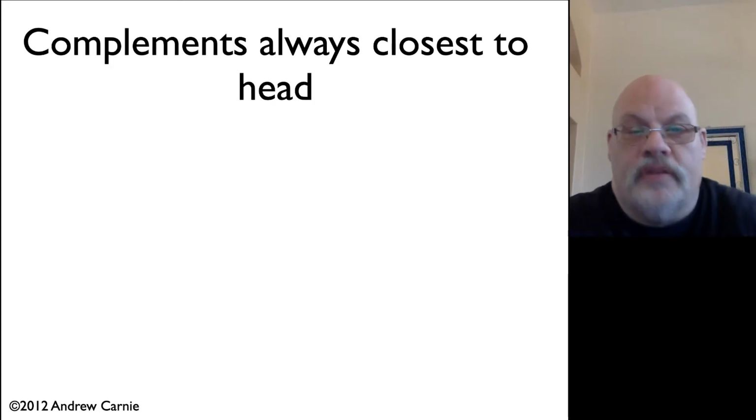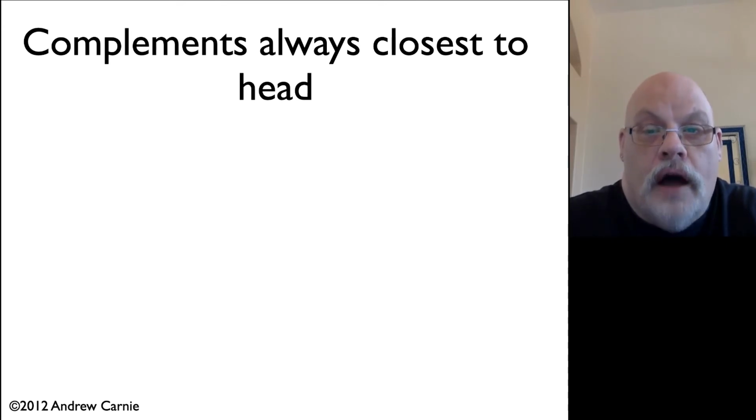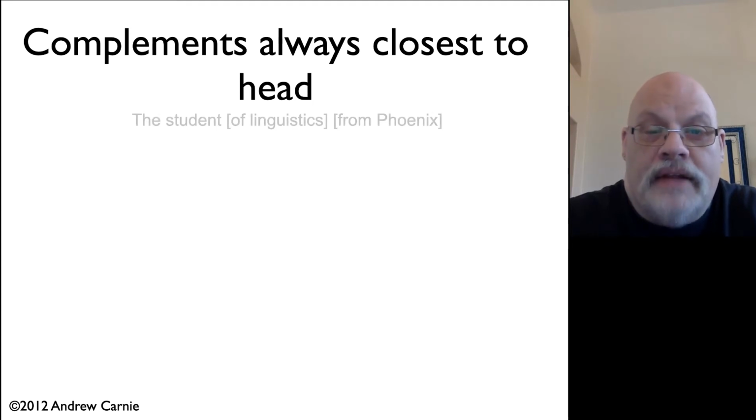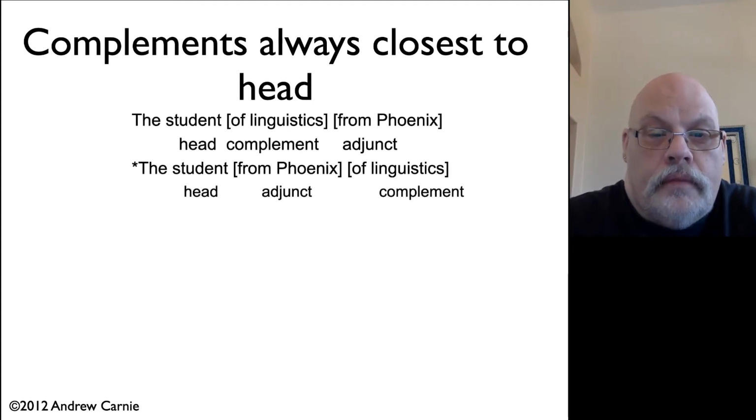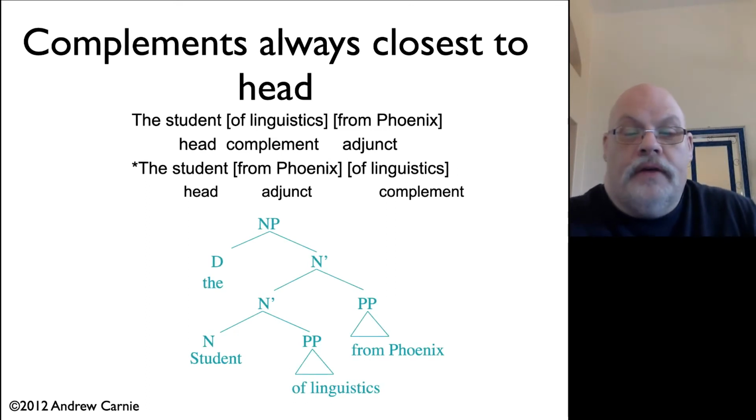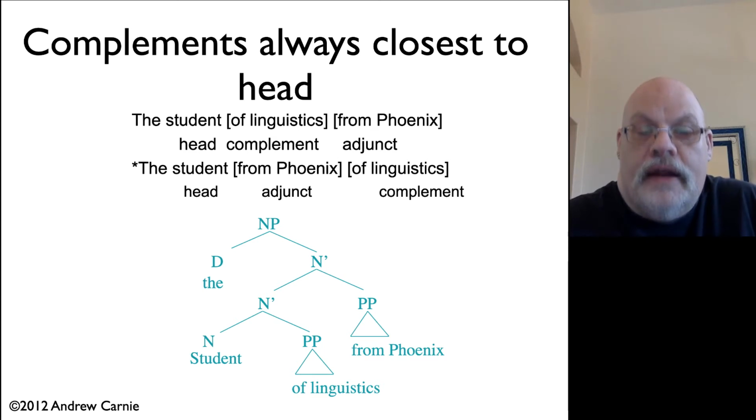Okay, now here are some predictions of these structures. First of all, complements are always closest to their heads. This is by definition, right? Because if you look at your tree here, "of linguistics," if it is going to be sister to the head, it has no choice but to be adjacent to that head. And we can see that, in fact, this prediction is true. You can say "the student of linguistics from Phoenix," but you can't, in English, say "the student from Phoenix of linguistics." We'll talk about other languages a little bit later, but for now, that's true of English. "The student of linguistics from Phoenix" is fine, but "the student from Phoenix of linguistics" is just awful. And that is predicted by our distinction between complements and adjuncts.